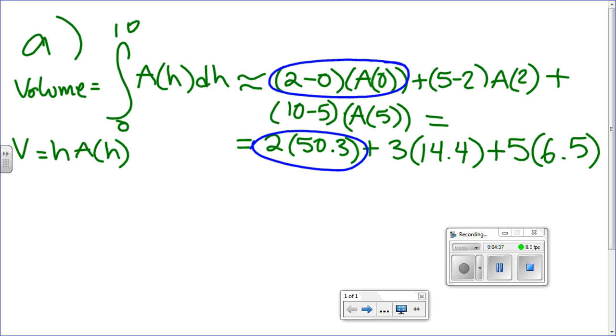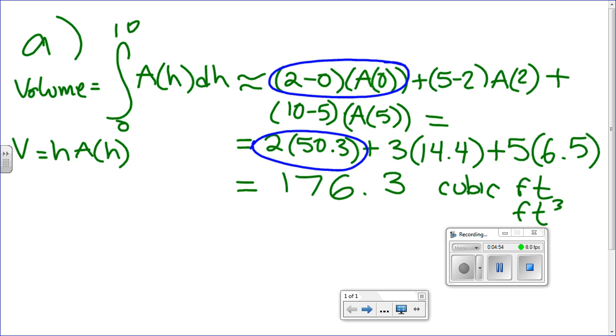6.5. Very good. Now, once you have that substitution, you can put it in the calculator, because this is a calculator-related question. And then 176.3 cubic feet. Or, of course, you could say cubic feet like that. All right? But it's very important to keep your units. I'll tell you how the points are going to be distributed in a minute.